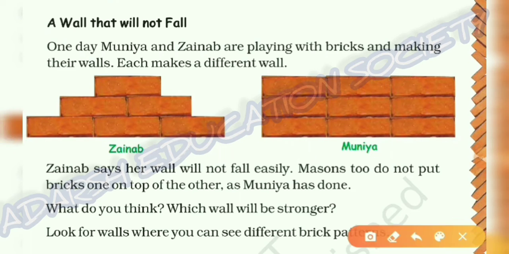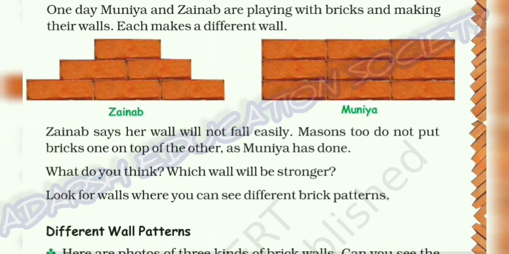Now next, Zainab says her wall will not fall easily. Masons too do not put bricks one on the top of the other as Munia has done. Here Zainab said that she shows the masons how to put bricks like this when they are making walls. Masons do not put the bricks like Munia put them on her wall.